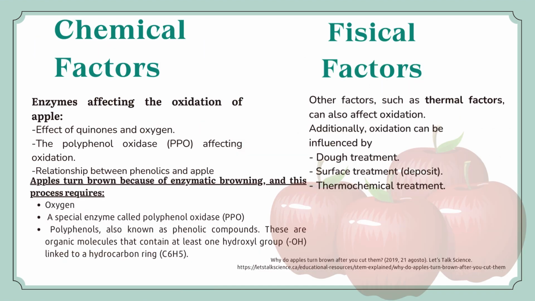Chemical factors. Enzymes affecting the oxidation of apple. Effect of quinones and oxygen. The polyphenol oxidase PPO affecting oxidation. Relationship between phenolics and apple. An apple turns brown because of enzymatic browning, and this process requires oxygen, a special enzyme called polyphenol oxidase (PPO), and polyphenols, also known as phenolic compounds. These are organic molecules that contain at least one hydroxyl group linked to a hydrocarbon ring.